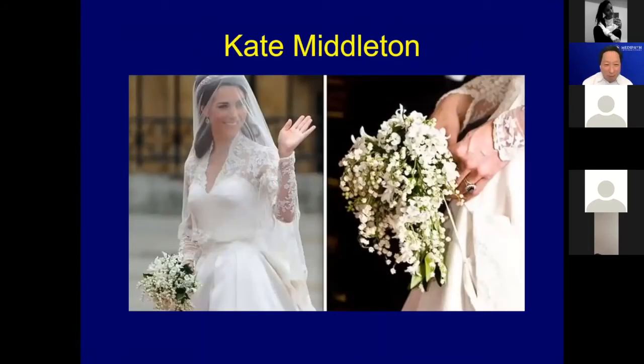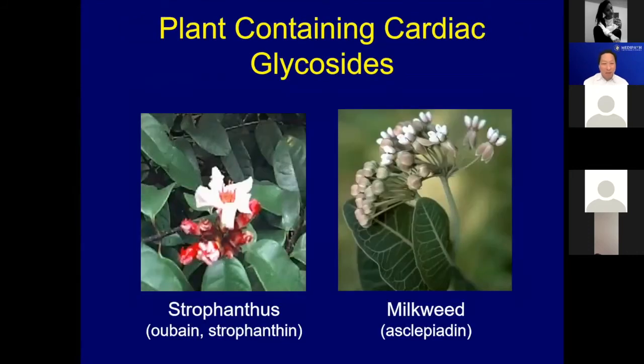So this is Kate Middleton, and when she got married, her bouquet was a bouquet of lily of the valley flowers. All right, this is trivia. So then the other plant, this is Strophanthus. Strophanthus is a plant that we get ouabain from, and the glycoside is also used to make Combe arrow poison. So if you're a Swahili warrior, you poison the tip of your spear with extract of this plant. Milkweed, next.